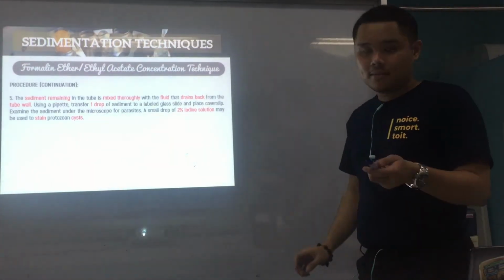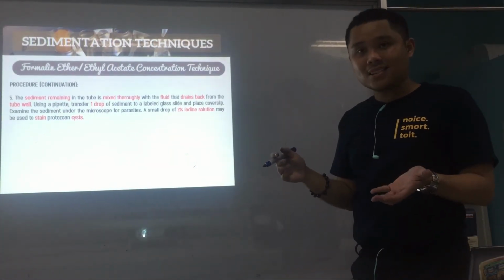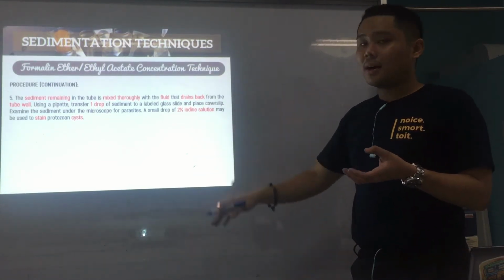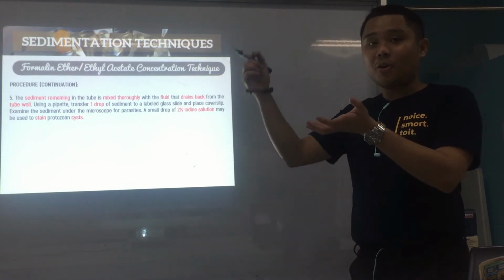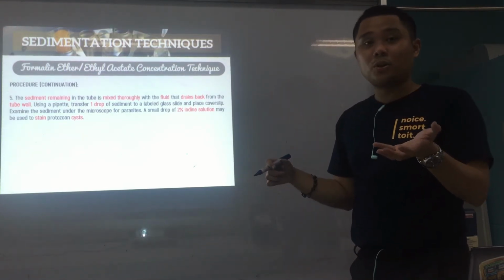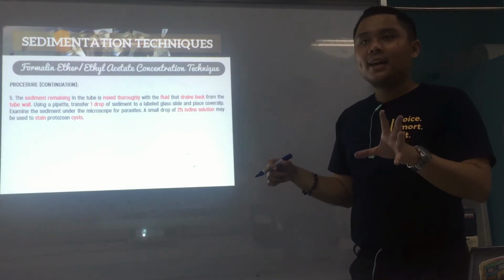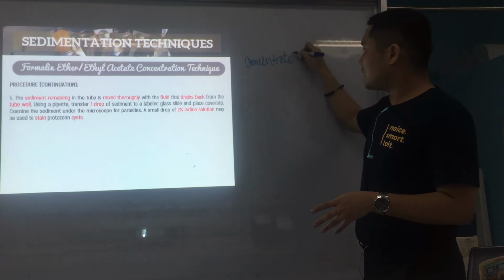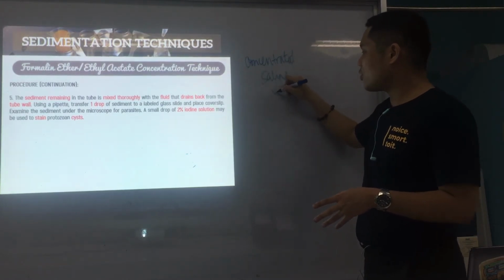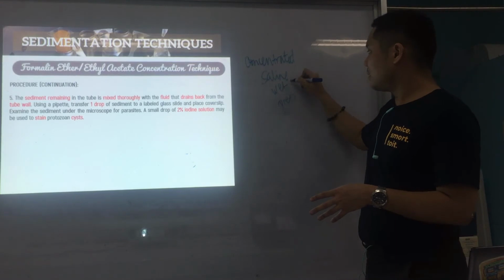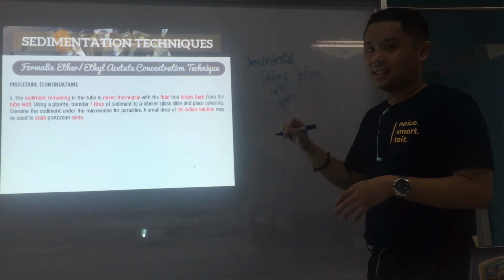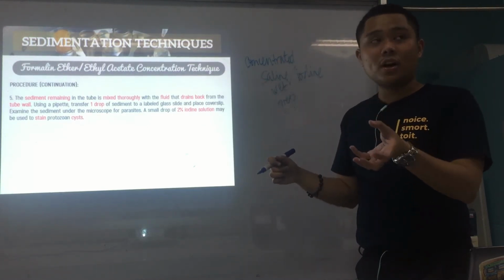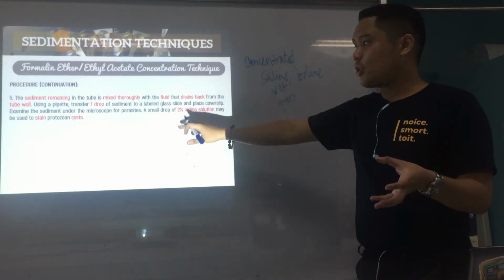Mixed, and then you get 1 drop, put it on a glass slide, put a cover slip, and examine under the microscope. Or you could also use 1 drop of the sediment preparation, and then you add iodine, to stain your protozoan cysts. So that's now called a concentrated saline wet preparation, or iodine, if you use iodine. So you could examine it directly, 1 drop from the sediment, or you could add iodine, again, to stain your protozoan cysts.